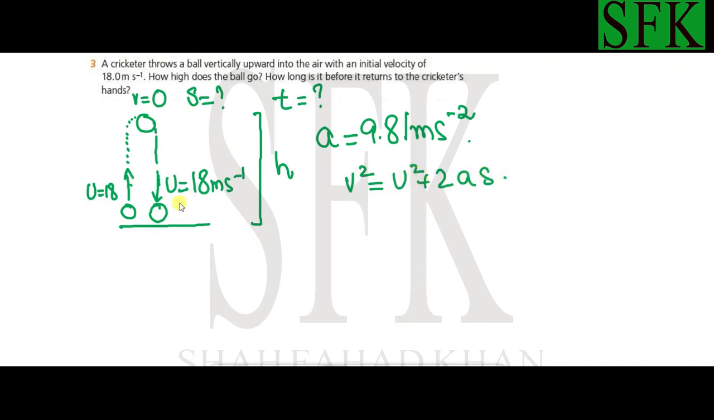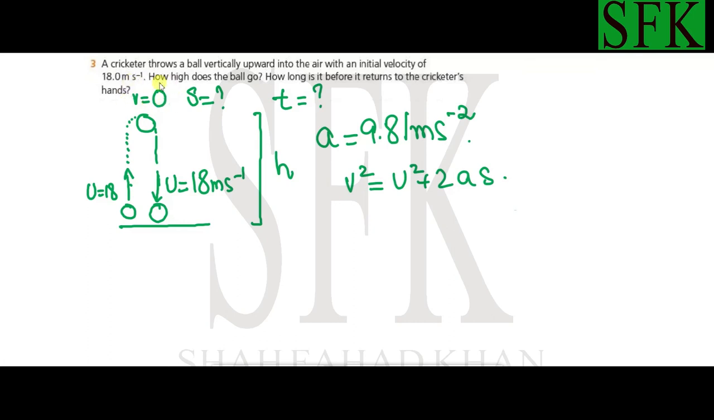Okay, now the final velocity in this case is 18 meters per second. Initial velocity is 0. Acceleration is 9.81. And s is asked. Okay, so final velocity is 0. Initial velocity is 18 squared. Plus twice of acceleration is going to be 9.81. And oh, actually, wait, I made a small mistake over here. The final velocity in this case is 18 meters per second.